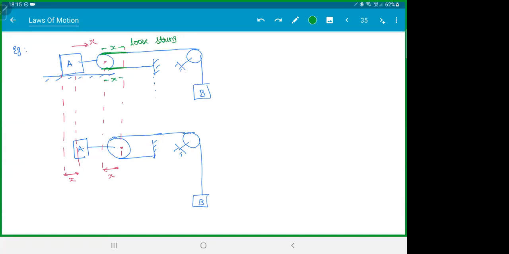Someone has to take this. A, B will take that. So this will go down by 2x. I hope everyone is able to visualize this.